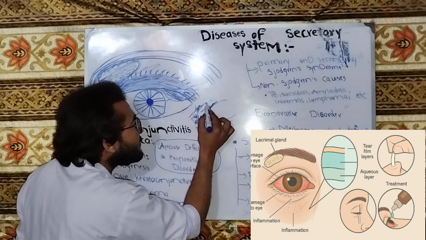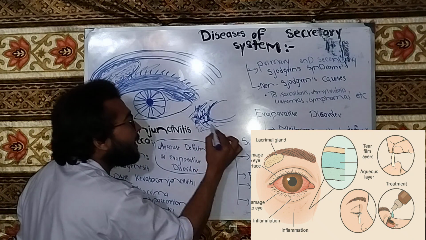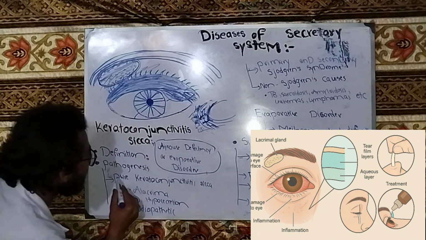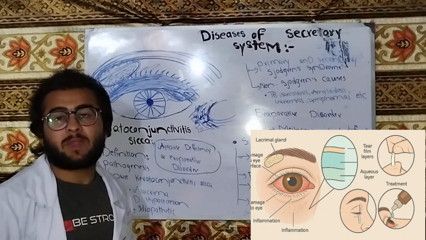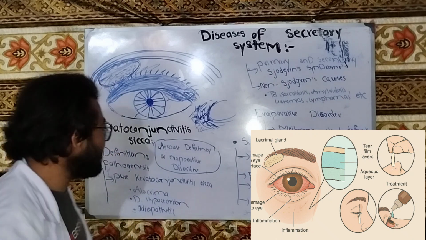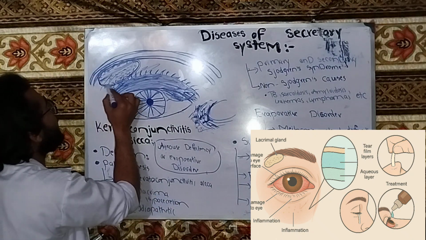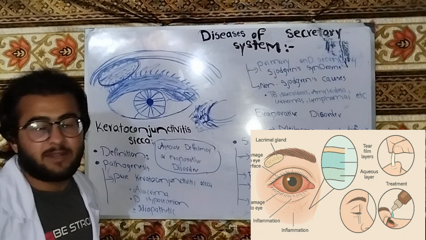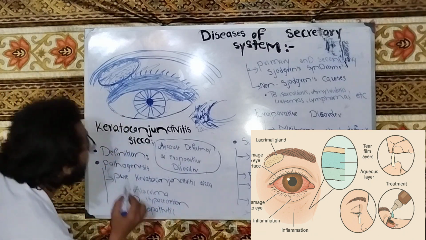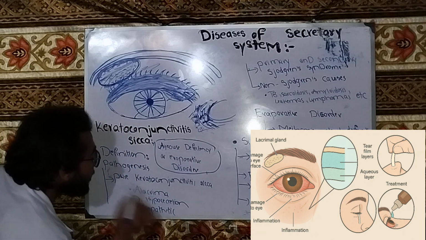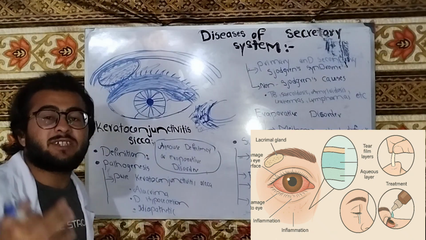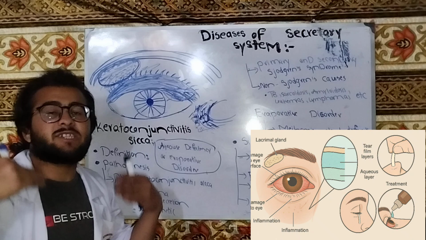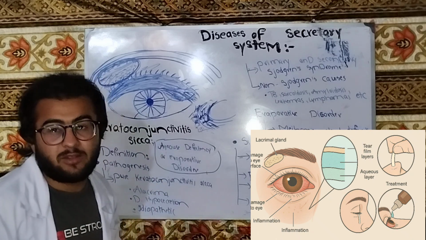What causes the problem with the aqueous part of the tears? The first one is pure Keratoconjunctivitis Sicca. In pure Keratoconjunctivitis Sicca, the only problem is with the lacrimal gland itself. The problem in the lacrimal gland is caused by, for example, congenital alacrima. Congenital alacrima means that a child is born without a lacrimal gland.